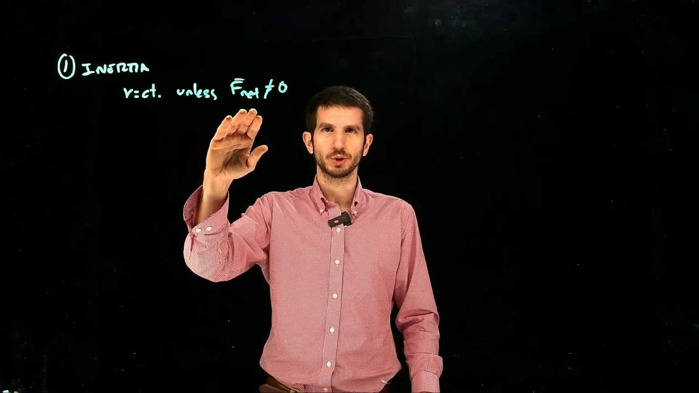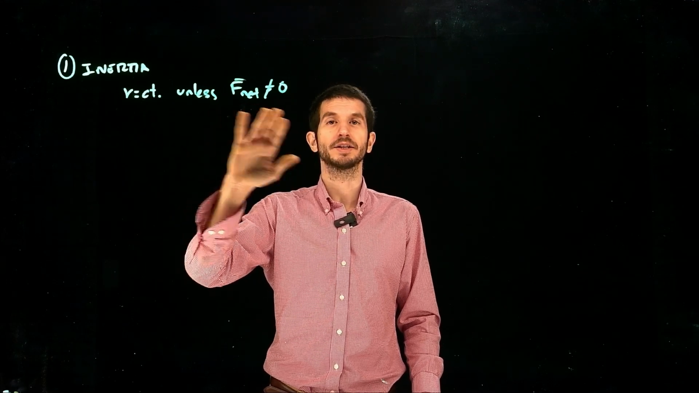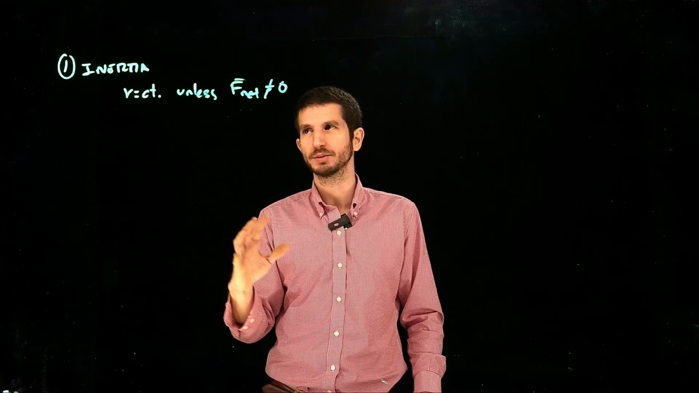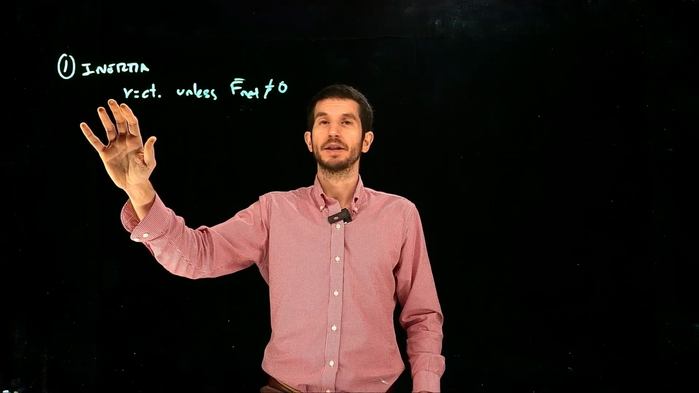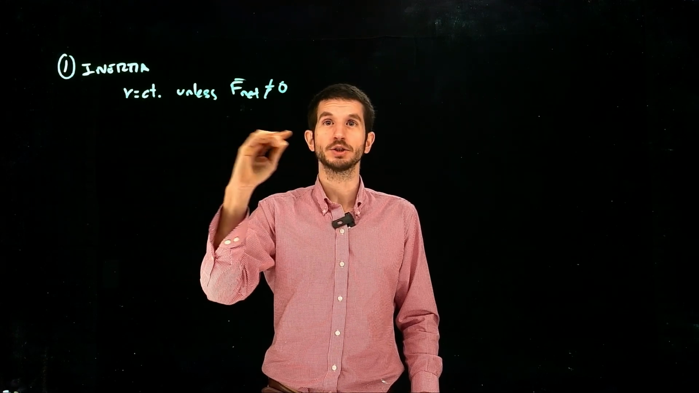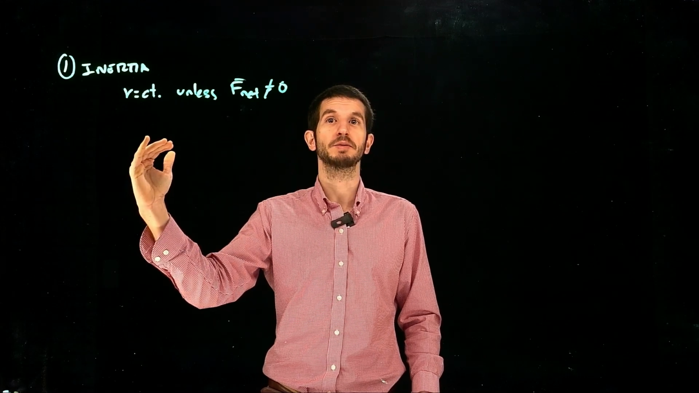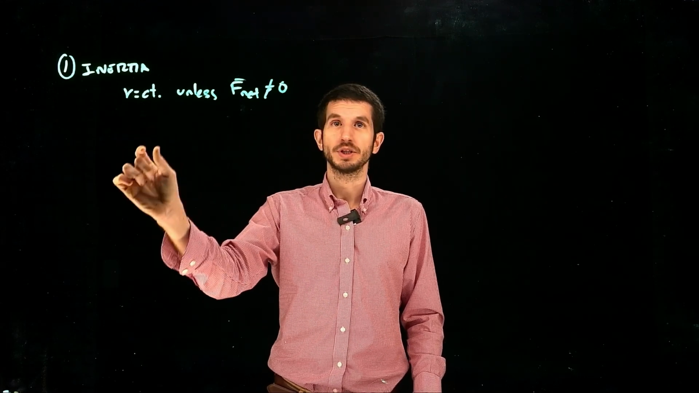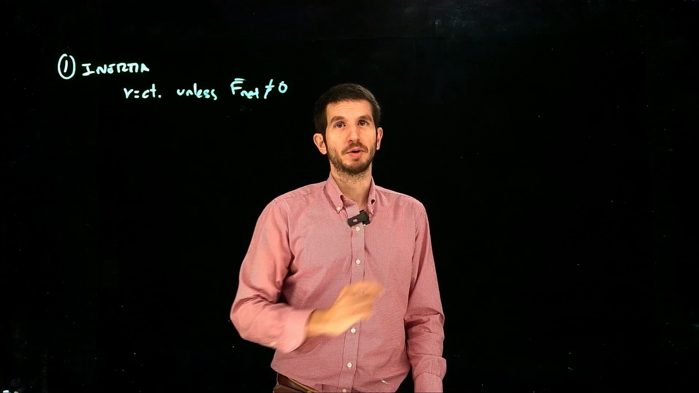So unless there's net force acting on the object, and net meaning again the sum of all the forces that are acting on an object, velocity is going to be constant. And velocity constant means that the direction is constant and the magnitude is constant, so this is going to be moving in a straight line with the same increments in position for the same amount of time.